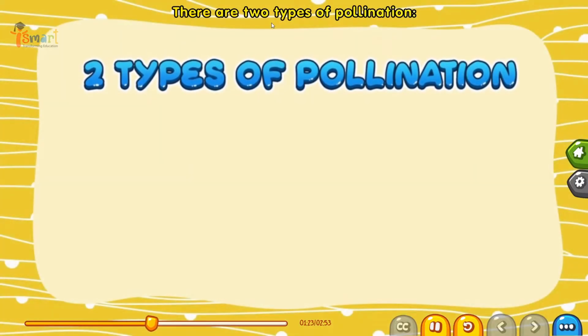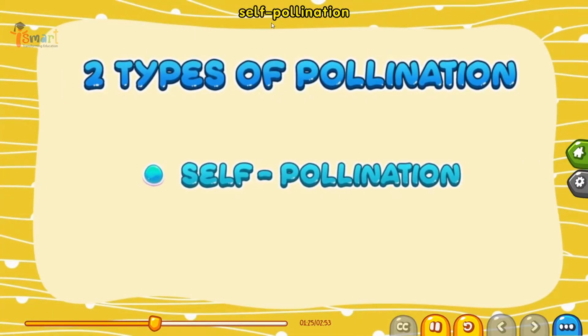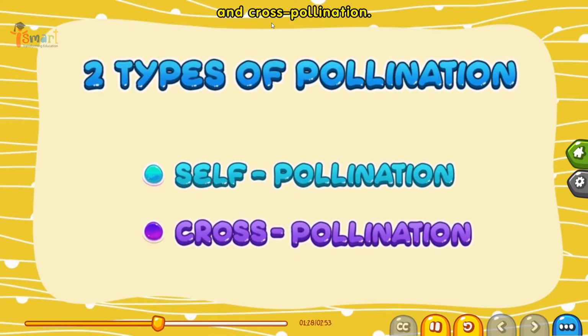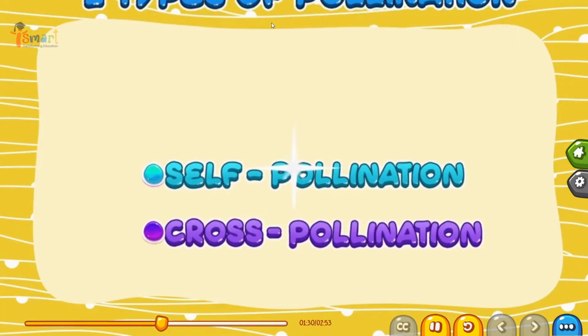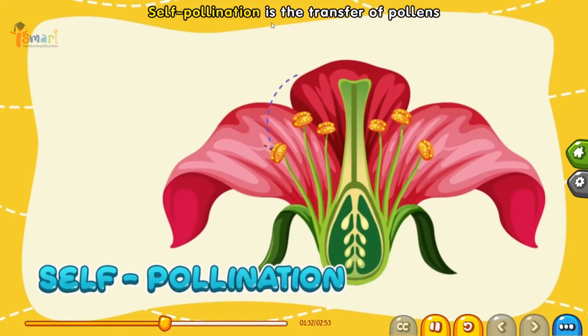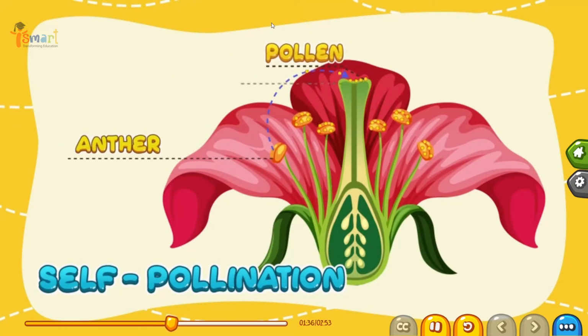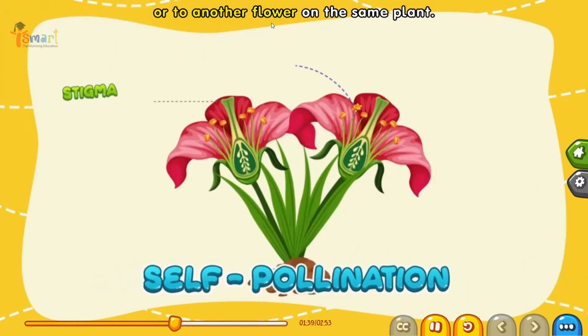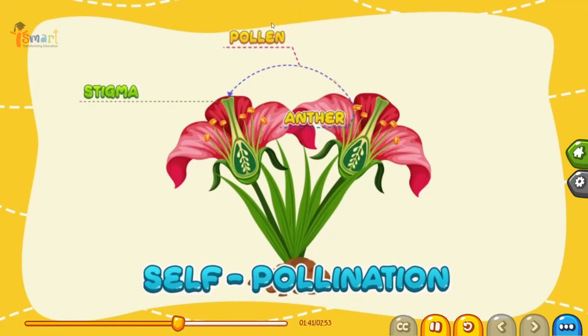There are two types of pollination: self-pollination and cross-pollination. Self-pollination is the transfer of pollen within the same flower or to another flower on the same plant.